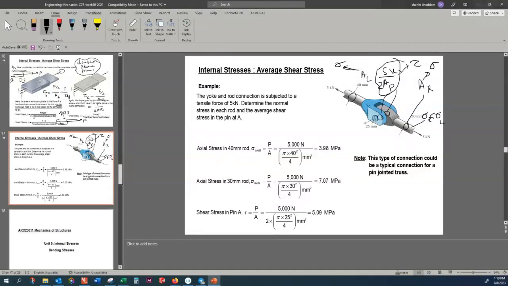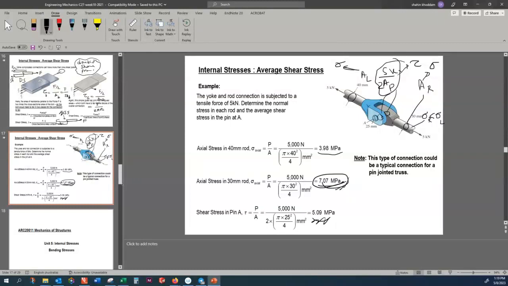And here we've done that for the left one, the stress is 3.98. This is for the left, that is for the right. For the right, you get the stress 5 megapascal, and 7 megapascal, and for the shear, you get 5 megapascal. So that is now easy to compare. Which one is more critical? The one in the 30 millimeter, that is more critical because the amount of the stress is larger.